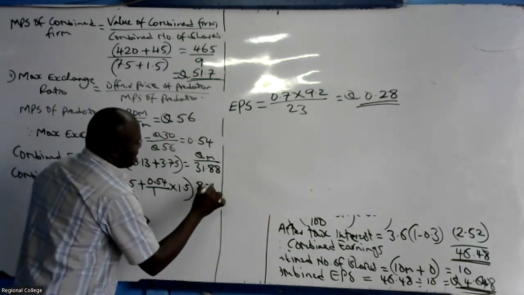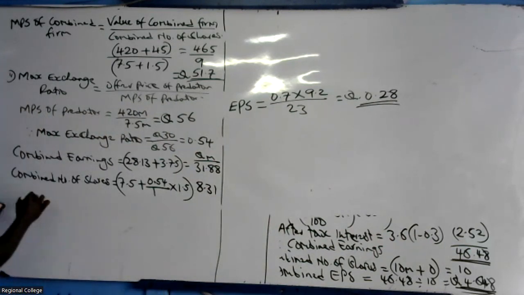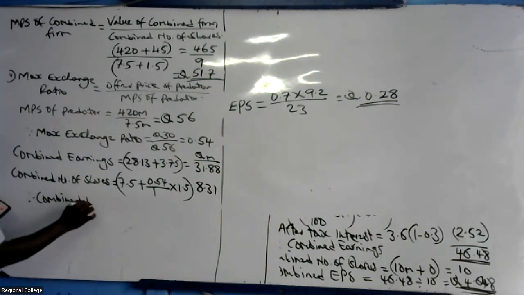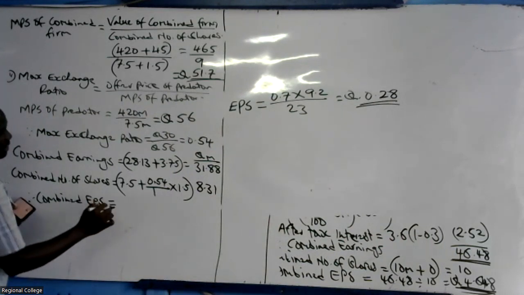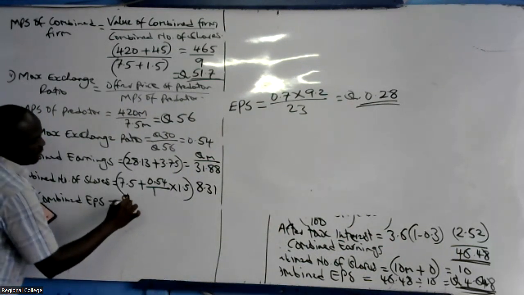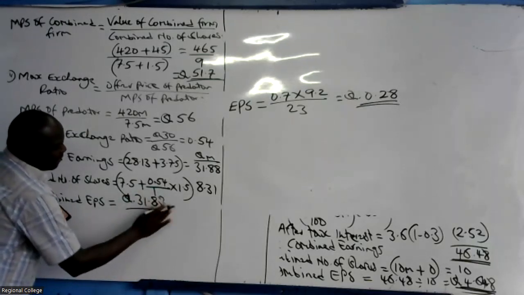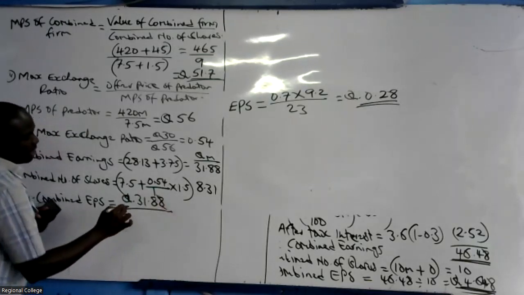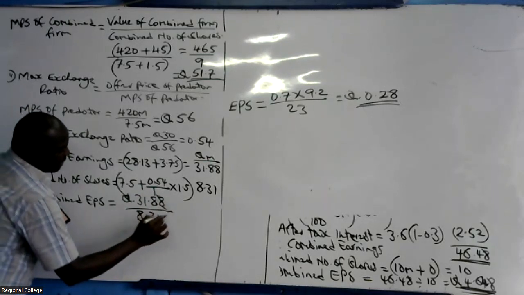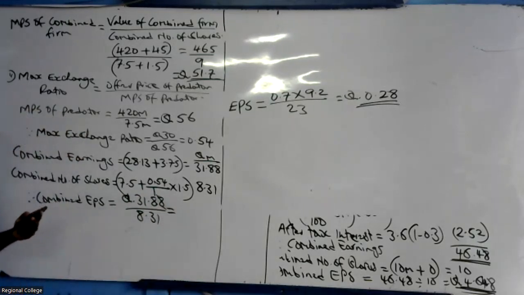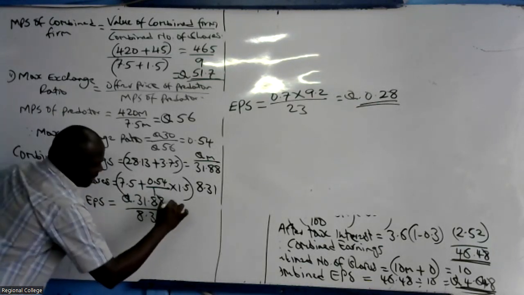$8.31. So therefore, the combined earnings per share: the combined earnings of shillings 1.88 million divided by the combined number of shares is 8.31. It's like 4 point something.